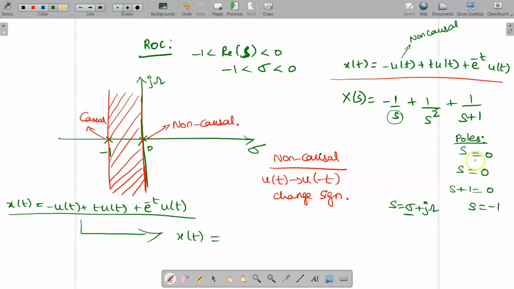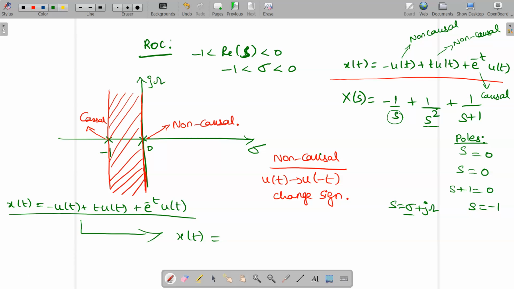Similarly, this particular pole, s square, is also at s equal to 0. So this term is also non-causal, because this particular pole is non-causal. So 1 by s plus 1, s equal to minus 1. This particular pole is causal. So causal means write the term as it is. Non-causal means, as I said, change your u of t to u of minus t and also change the sign.